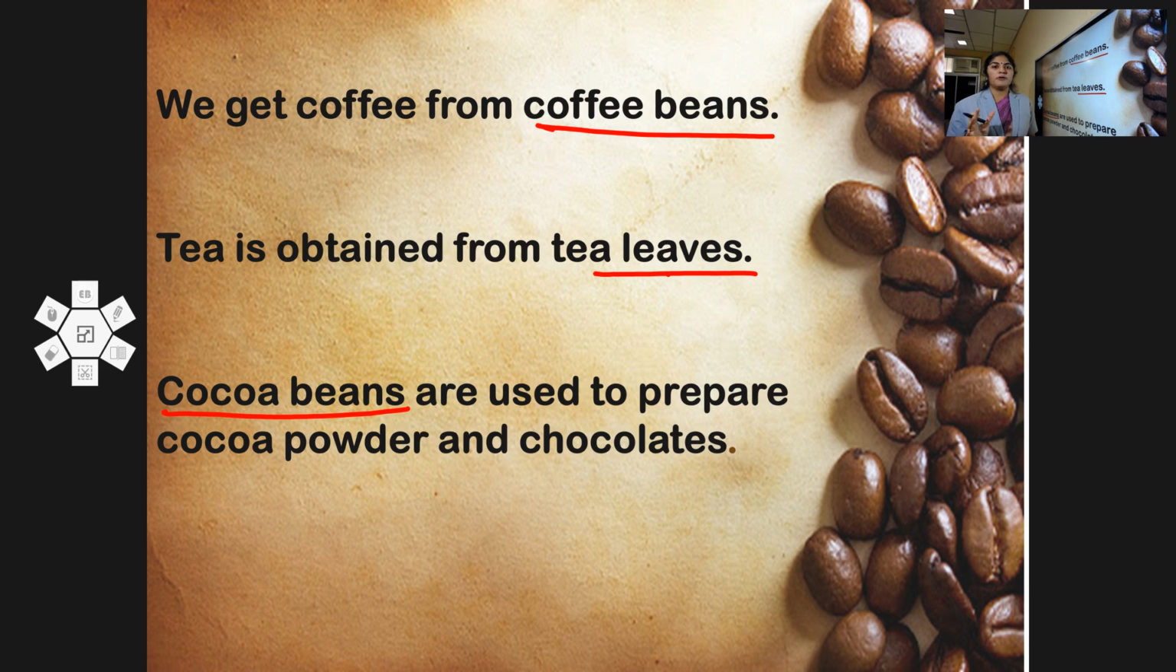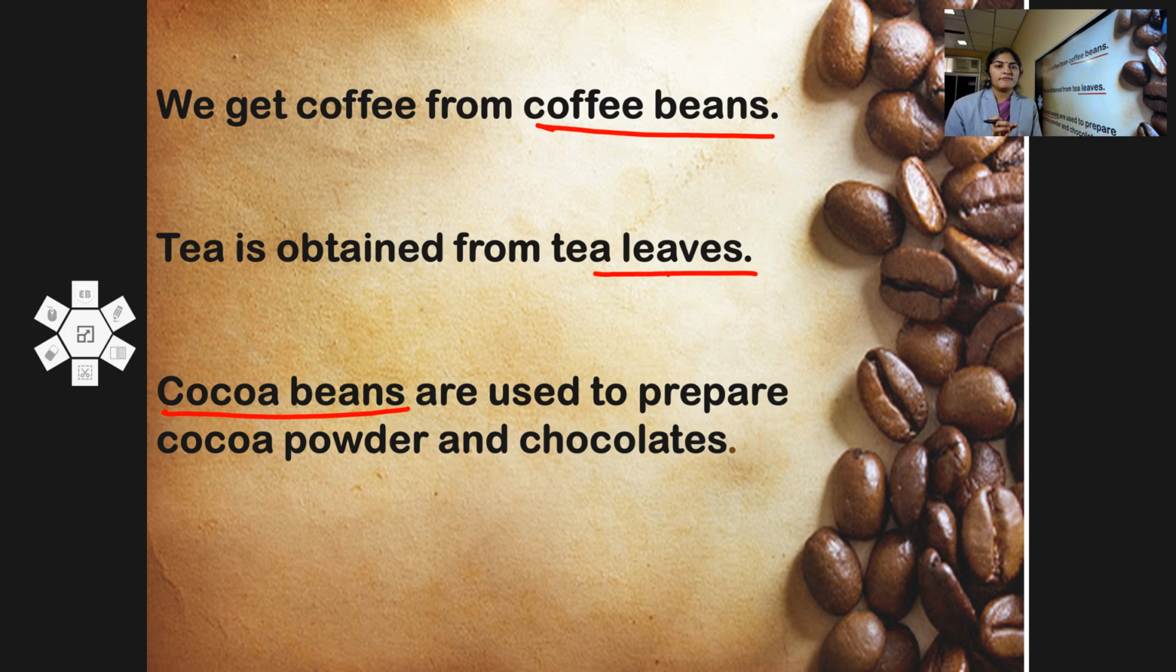Yeah, it is the seed of the cocoa plant. Like coffee beans, this is also the seed of the cocoa plant. So cocoa beans are used to prepare cocoa powder and chocolates. So three things we learned here. Which are they? Coffee, tea and cocoa.